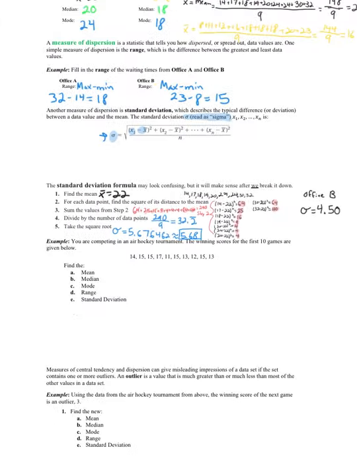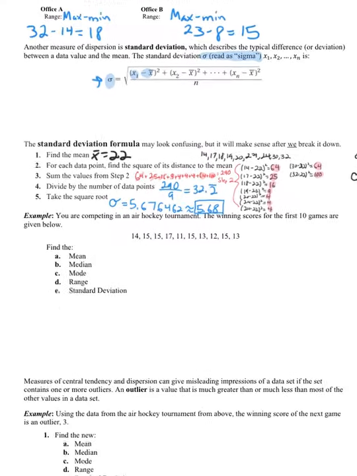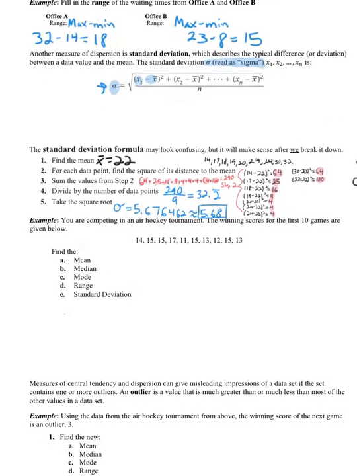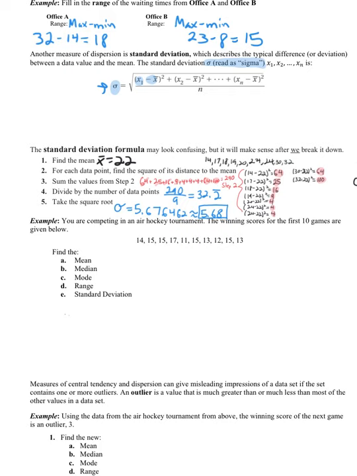Okay, next example here. If you're competing in an air hockey tournament, the winner scores for the first 10 games are given below. The very first thing I'd want to do with this type of problem before I do any solving is go ahead and resort it from min to max, because that's going to help us when we're getting to the median. So I see 11's a low value, and I look for 12s. There's 1 12. And then I look for 13s. There's 2 13s. Then I look for 14s. There's 1. And then 15s. There's 1, 2, 3, 4. And then finally, there's a 17 here.